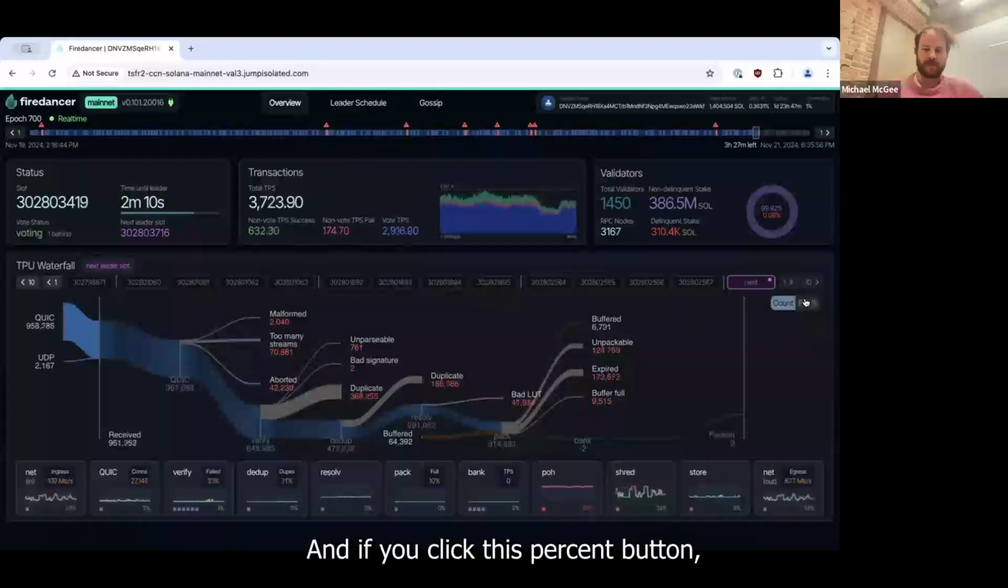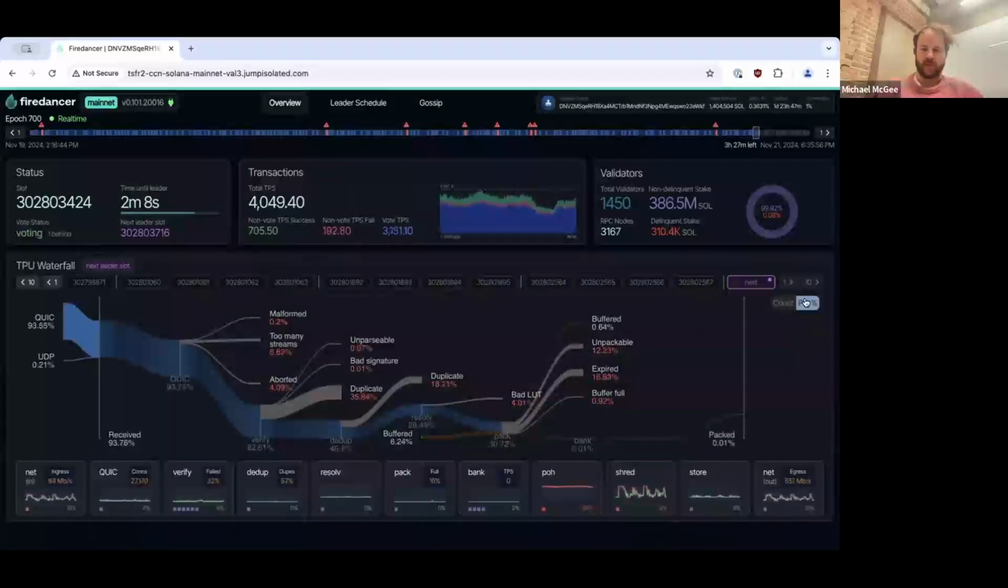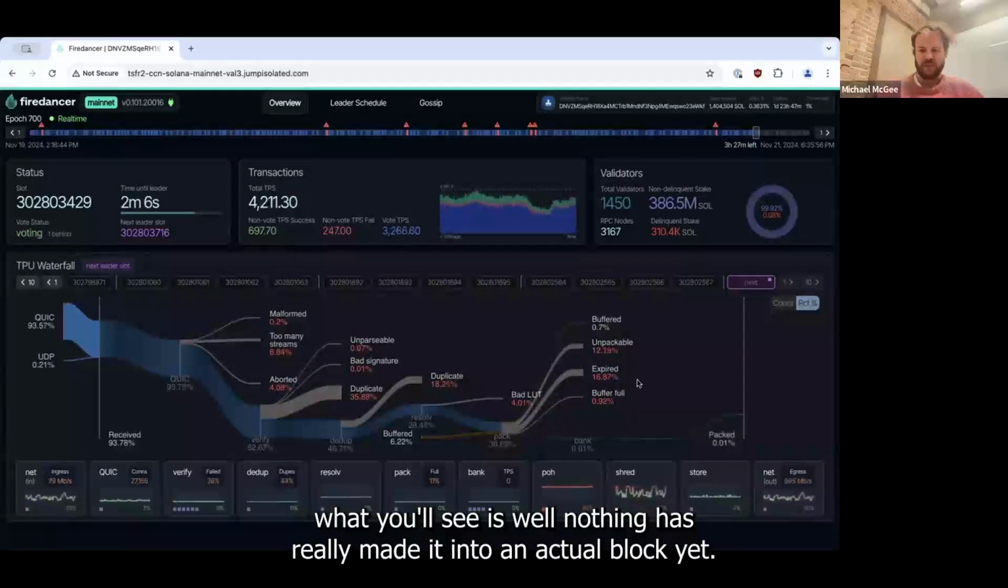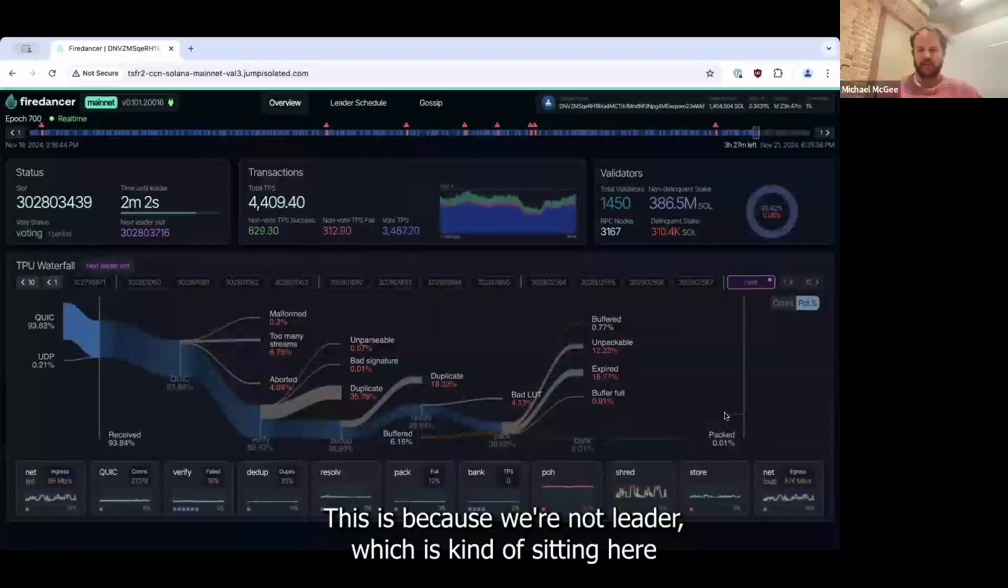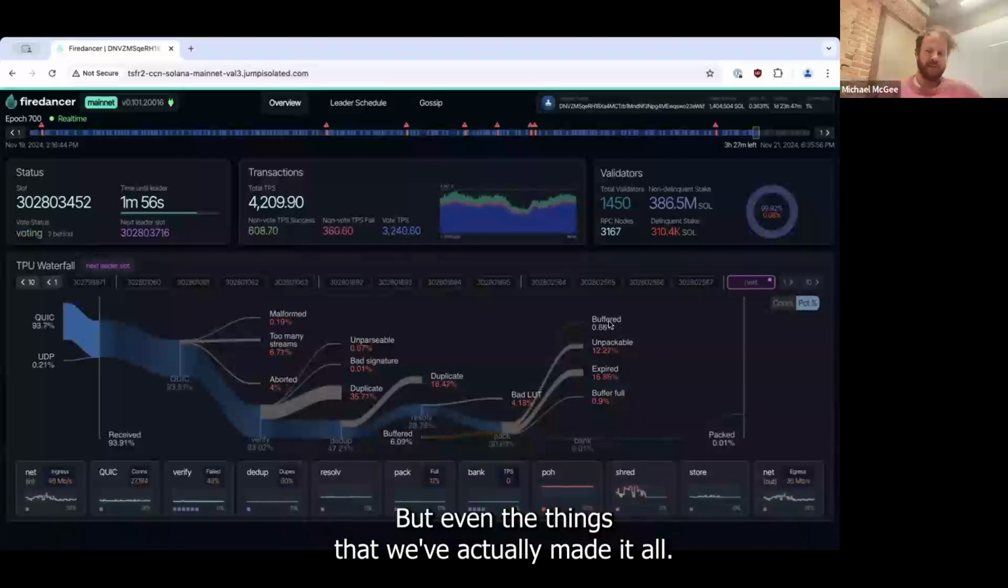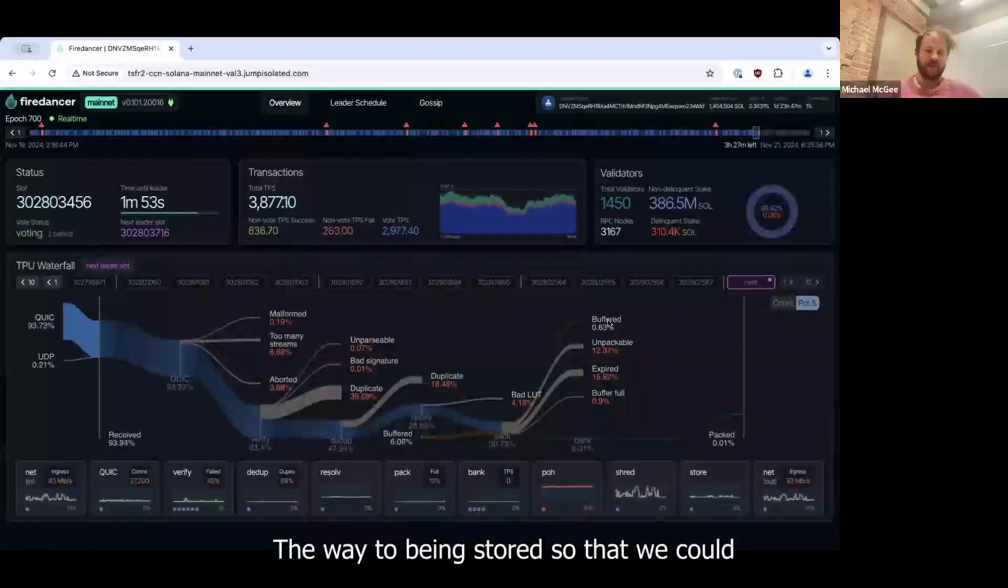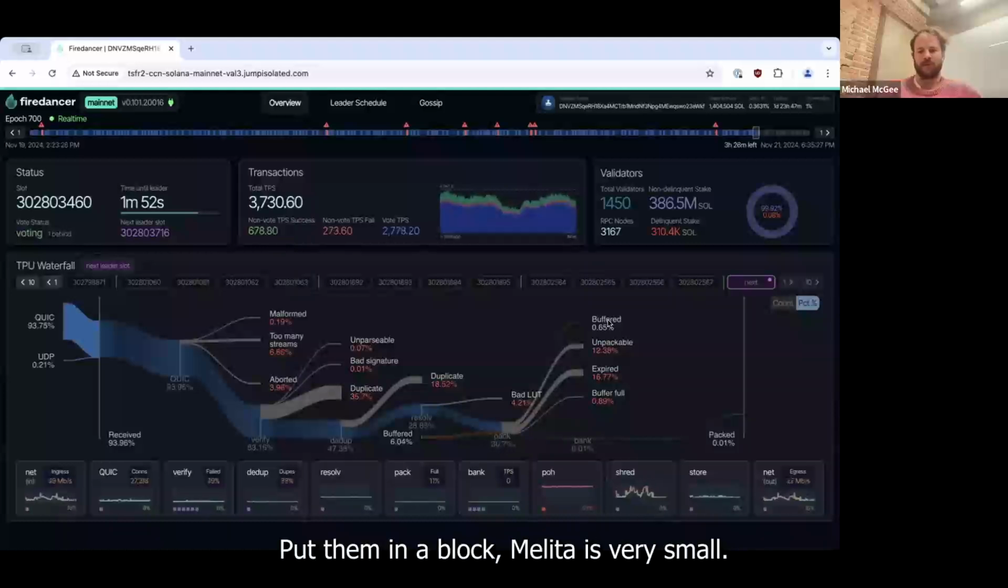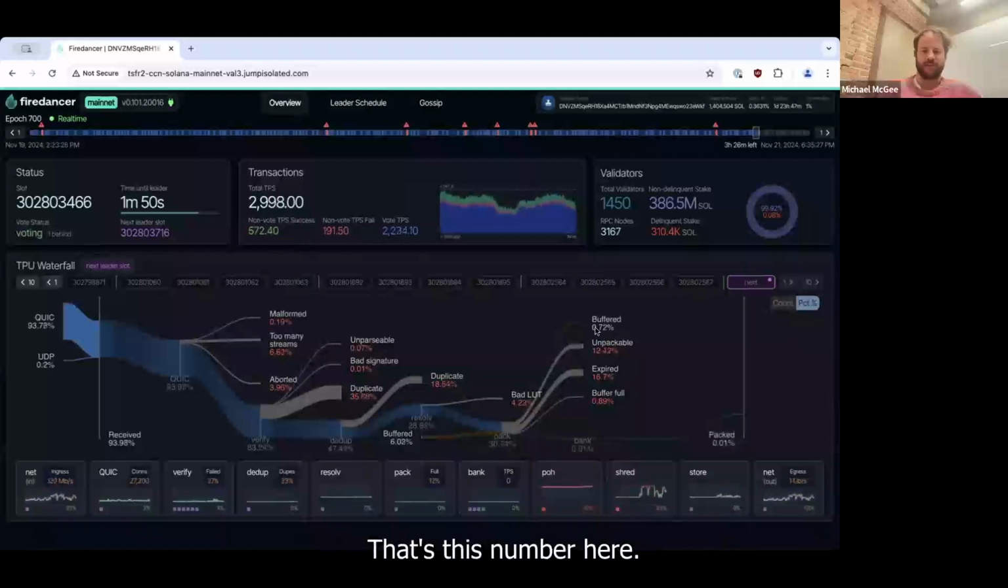And if you click this % button, what you'll see is nothing has really made it into an actual block yet. This is because we're not leader. We're just sitting here and building up our transaction buffer for when we are leader. But even the number of things that have made it all the way to being stored, so that we could put them in a block when we're leader, is very small. That's this number here, buffered.